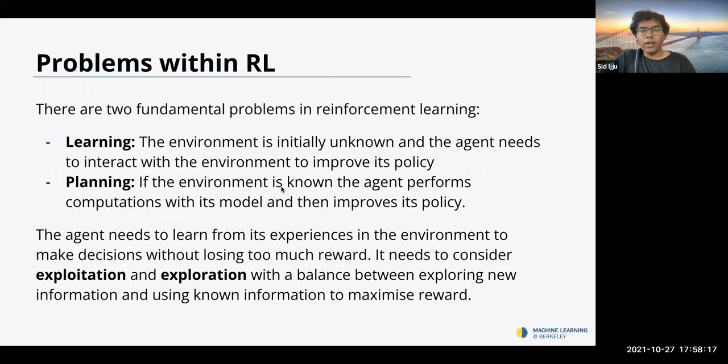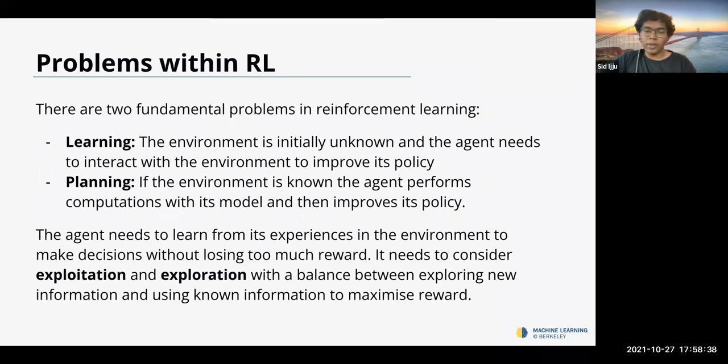Okay, great. So there are two fundamental problems in reinforcement learning: learning and planning. In learning, the environment is initially unknown and the agent needs to interact with the environment to improve its policy. As in, the environment that the agent knows about is initially unknown.